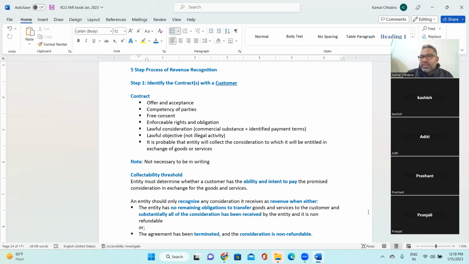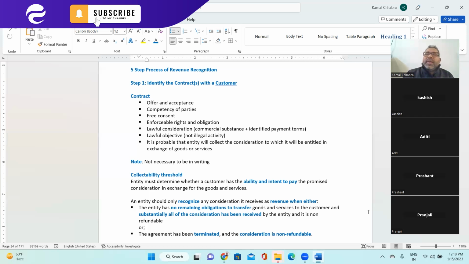For example, you cannot say, shoot anyone and I'll pay you, and that person cannot legally sue you even if he or she has done that act, right? Because that is an illegal act. That is not a lawful act. So to be a contract, it must have a commercial substance and a lawful act. It should not be for any illegal act or unlawful act, right?